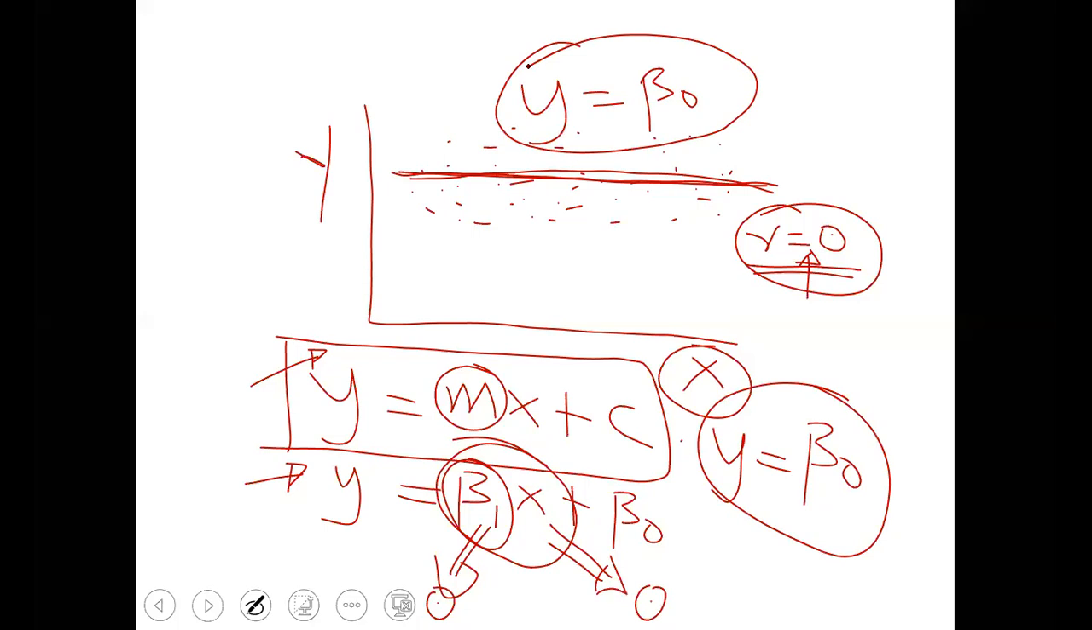Is it clear? That is why we call it no relationship between x and y. The reason is that y never depends on x. So we call it no correlation. The slope is 0. Is it okay? Good. Okay sir.